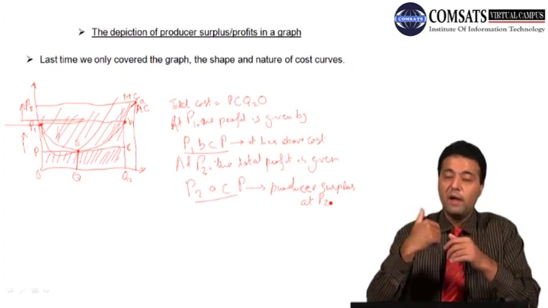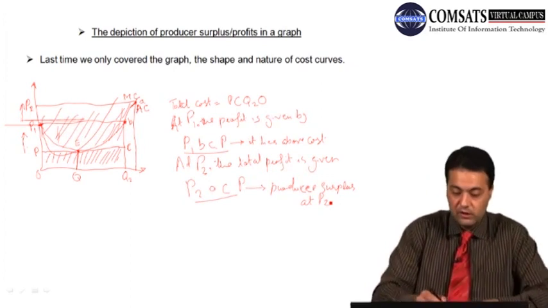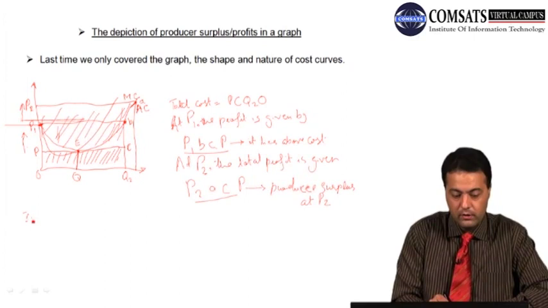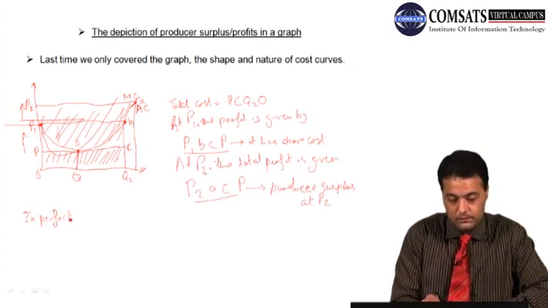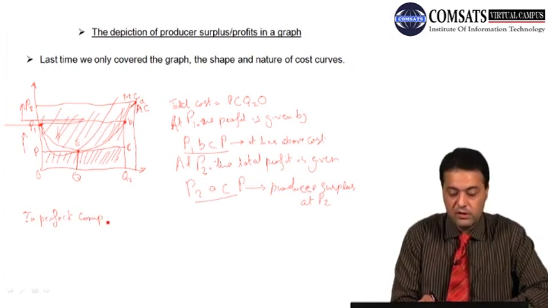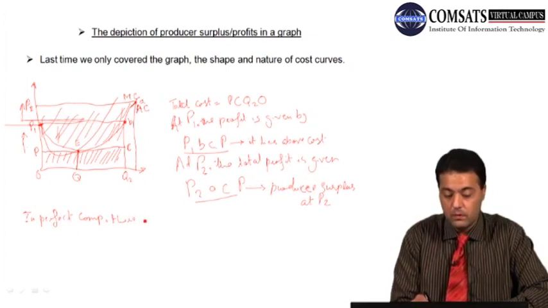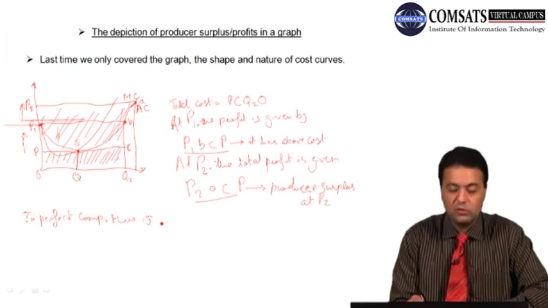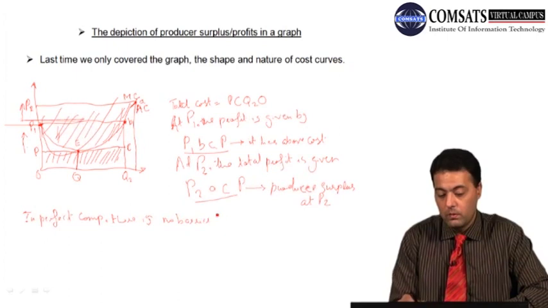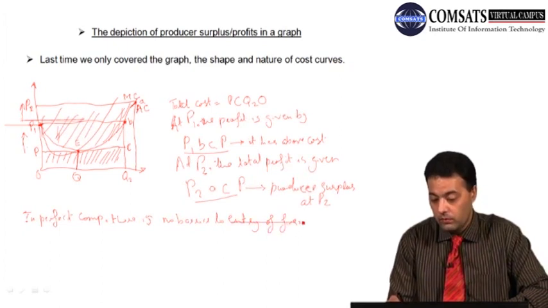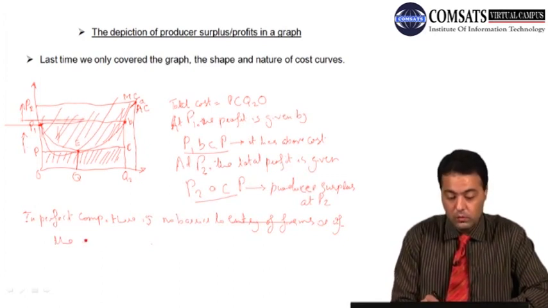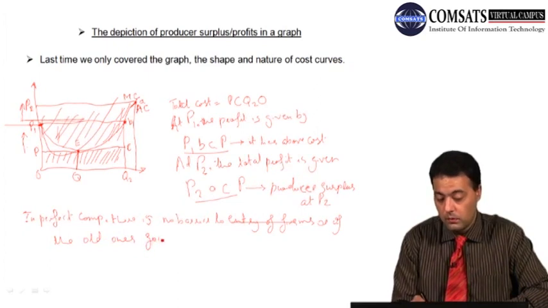In perfect competition, there is no entry barrier and there is no barrier to leaving. Let me just write it down. In perfect competition, this is one of the characteristics, there is no barrier to entry of new firms or of the old ones going out.